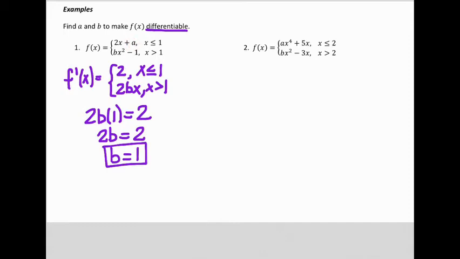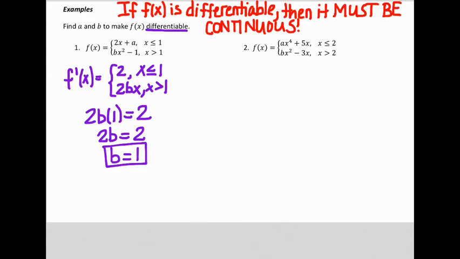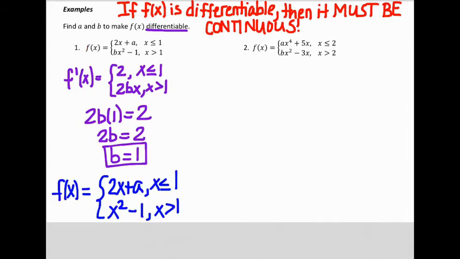Now a dropped out when we took the derivative, so we have to remember that for a function to be differentiable, it must be continuous. So let's go back to our original function and plug in that we now know b is 1. So I'm basically updating this expression, bx squared minus 1, knowing that b is 1, that's just 1x squared minus 1, or x squared minus 1. Now if the function is continuous, then these y values have to match from the left and from the right. The derivative is about the slopes matching, continuous is about them meeting at the same y value.